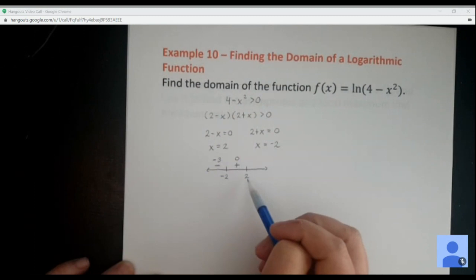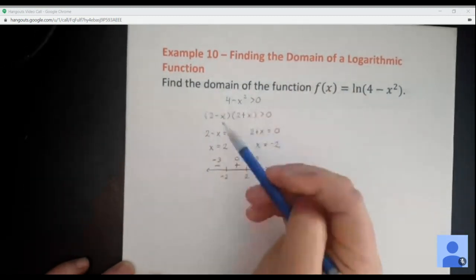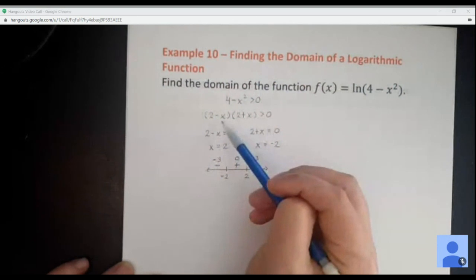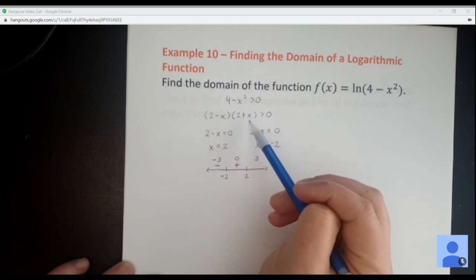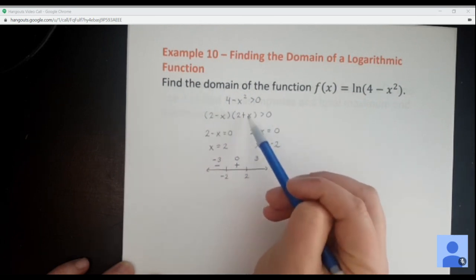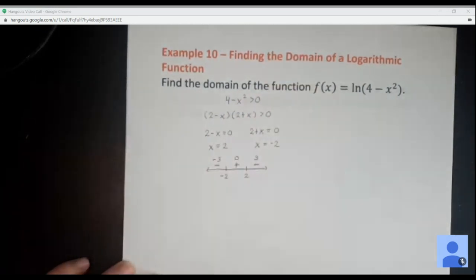And finally, we need something that's bigger than 2. So what can we use? 3 works. 2 minus 3 is going to give us what kind of value? Negative. 2 plus 3 is going to give us a positive. A negative times a positive is negative. So everything over here now is going to be a negative.